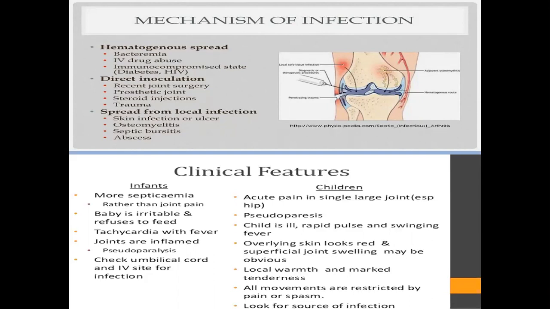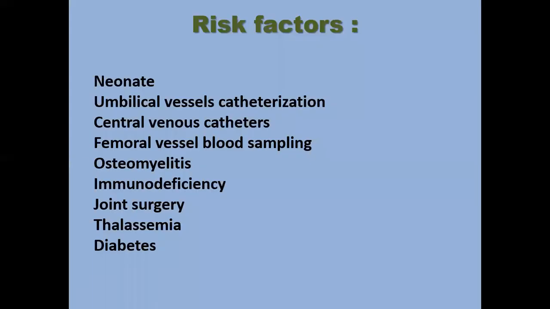In children, acute pain in a single large joint, especially the hip, pseudoparesis. Child is ill, rapid pulse and fever. Overlying skin looks red. Superficial joint swelling may be obvious. Local warmth and marked tenderness. All movements are restricted by pain or spasm. Look for source of infection.